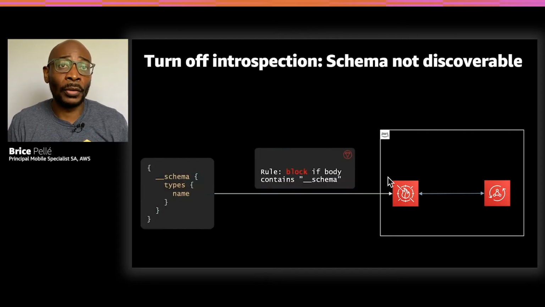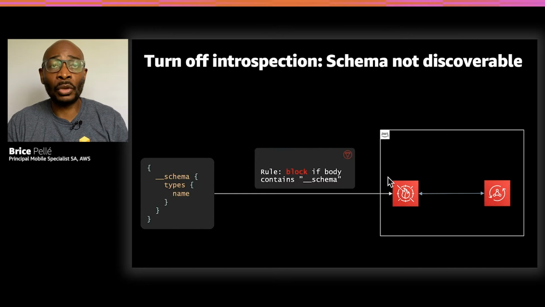You can turn off introspection. So this is going to make your schema not discoverable. So you may have a situation where for some reason you want to turn off the introspection. And just as a reminder, introspection is a special query in GraphQL that allows you to discover your schema. For some reason, you may not want your schema to be discoverable. So you can set up a rule that blocks any request that contains the special __schema request. That way, introspection is turned off, and that only impacts introspection queries. The rest of the queries are not impacted.